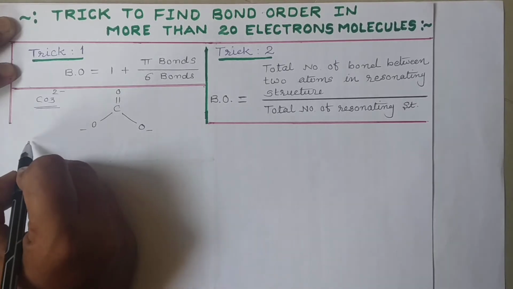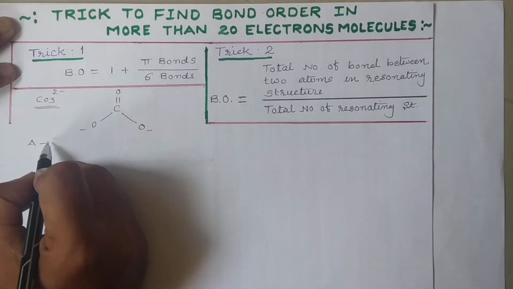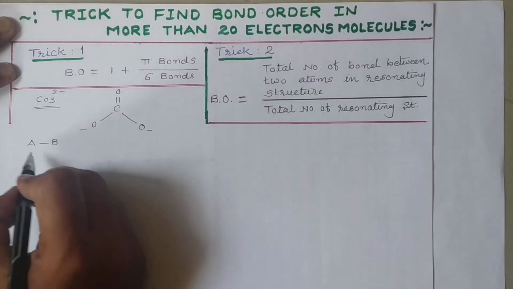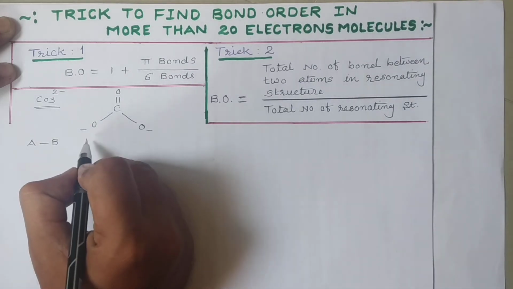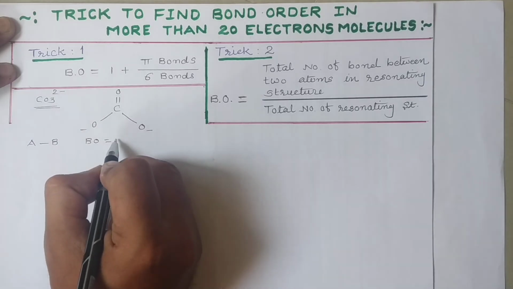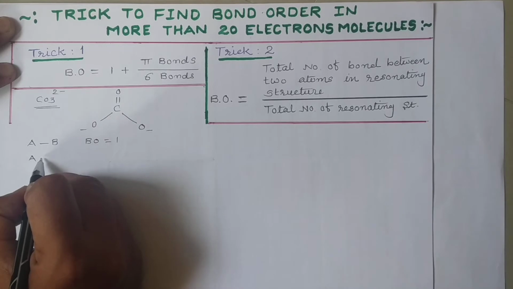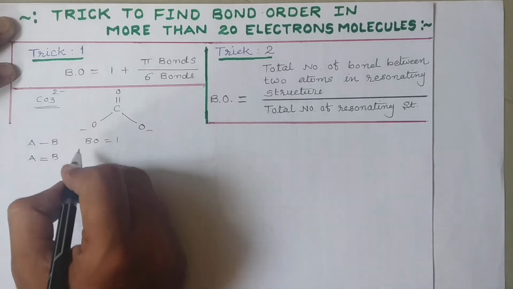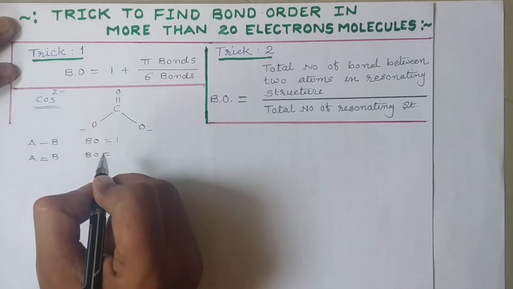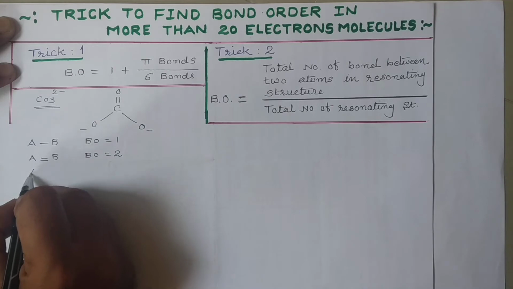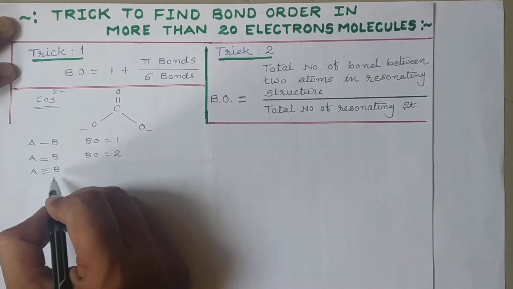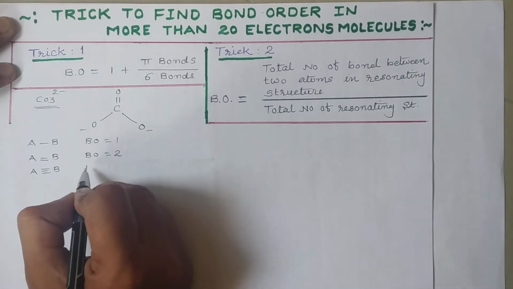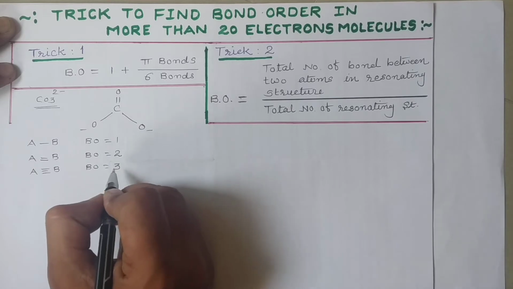So let's see here, if A and B are the two atoms and between A and B only one bond, then bond order is 1. If between A and B two bonds are there, then bond order is equal to 2. And if between A and B atoms triple bonds are there, then bond order is equal to 3.